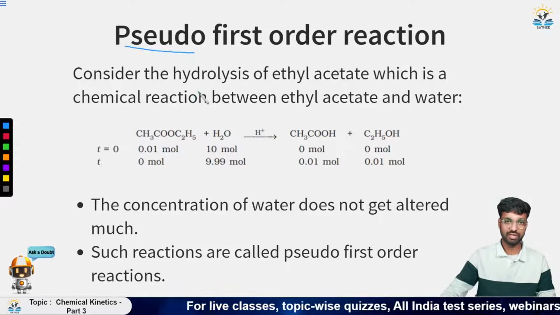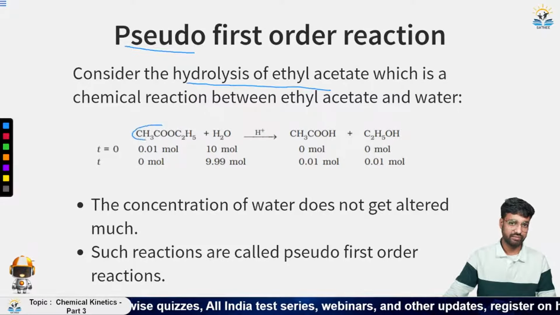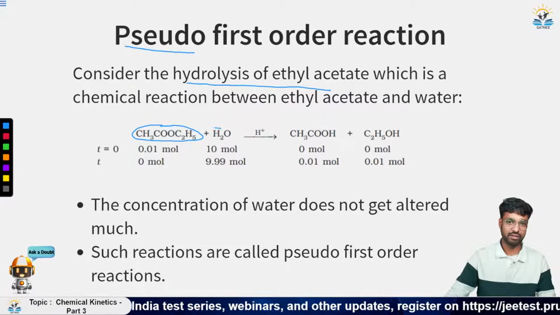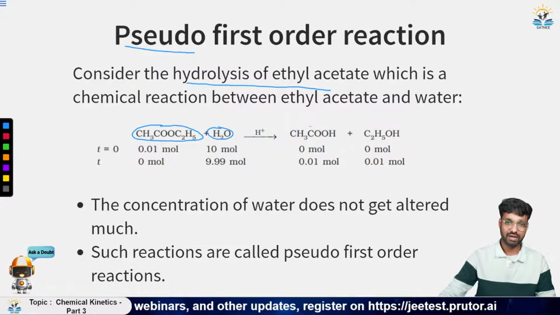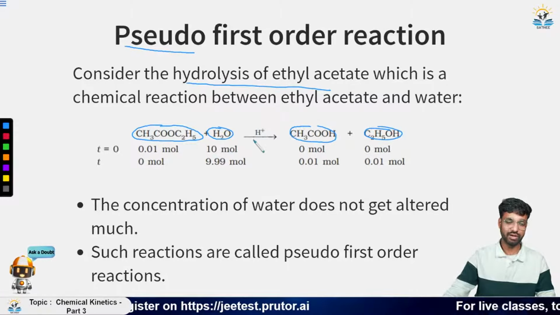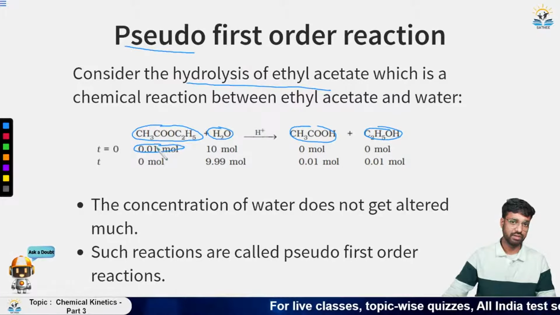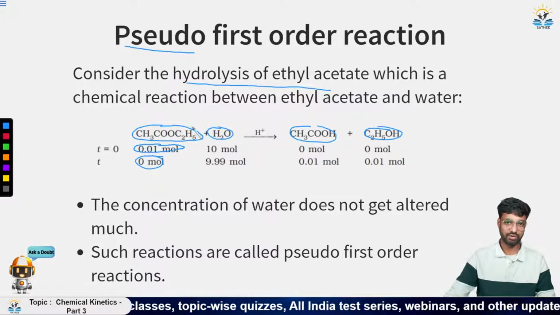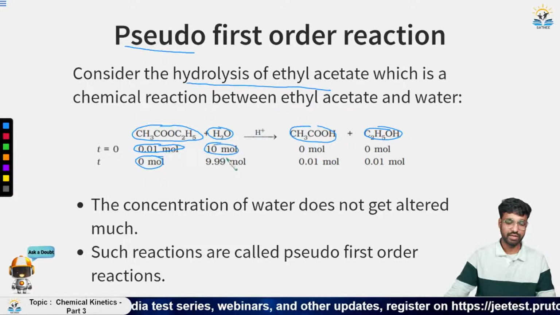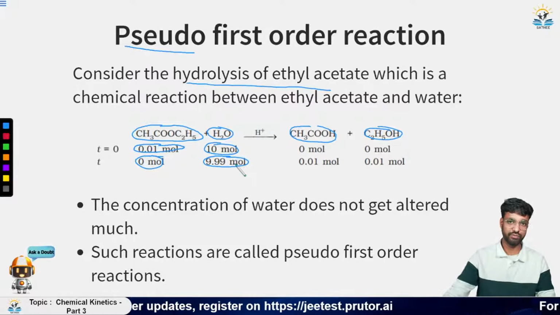Here is an example of the hydrolysis of ethyl acetate. This is the ethyl acetate, and we are reacting it with water, doing hydrolysis of it. Then we are getting a carboxylic acid and an alcohol. The point I want to make is that we have used 0.01 mole of this ethyl acetate, and all of it has been consumed and converted into the required product. But if you see the concentration of water, that was initially 10 mole, it has not shown any significant amount of change, that is only 0.01 mole.